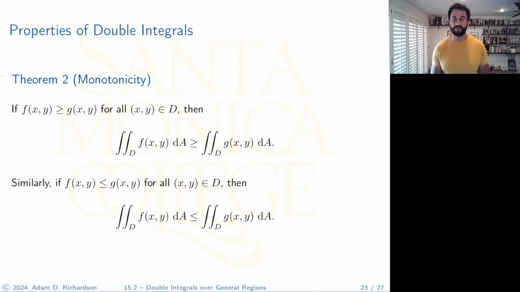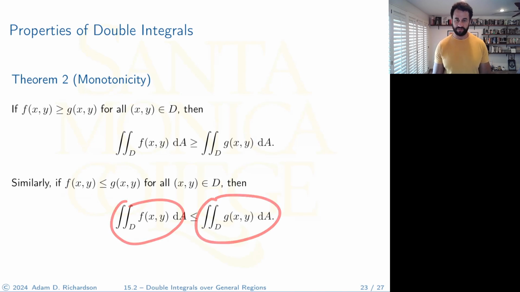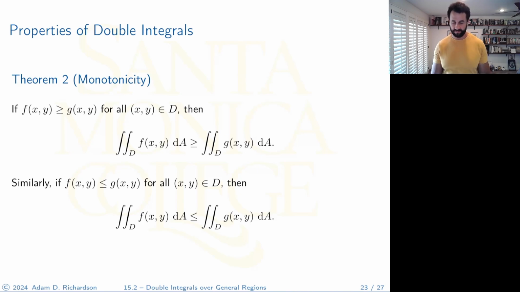Then there's this one. So this one is actually what's called monotonicity. And what it says is if f is greater than or equal to g on some region, then the integral of f has to be greater than or equal to the integral of g on that region. And then similarly, if the order relationship is reversed, if f is less than or equal to g, then the integral of f is less than or equal to the integral of g. So this is called monotonicity, which makes sense. Basically, if this order relationship is true, then this order relationship is true.